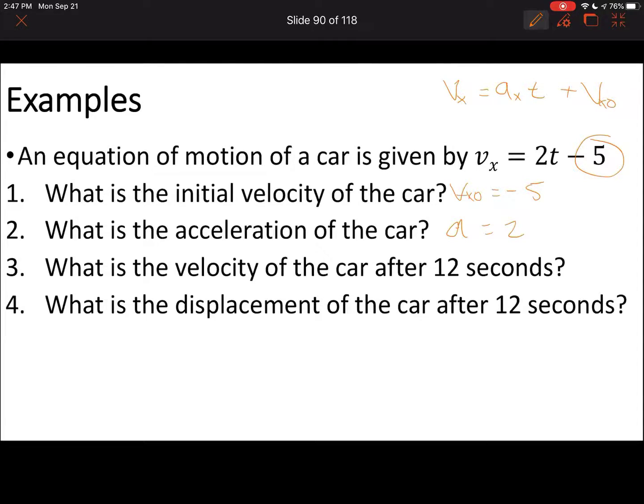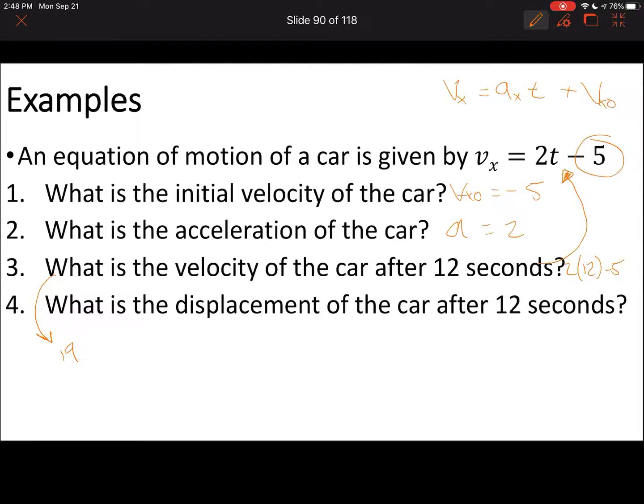What is the velocity of the car after 12 seconds? All we got to do is plug it in now. Literally just plug in 12 there and we'd get an answer: 2 times 12 minus 5, because it would be 24 minus 5, and we get 19. The velocity is 19. What is the displacement of the car after 12 seconds?